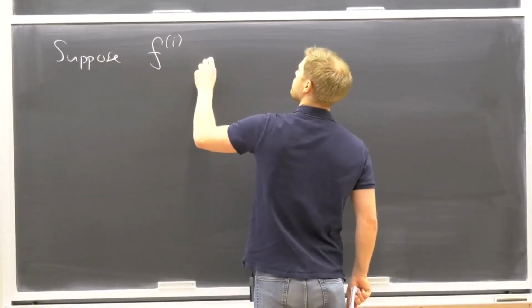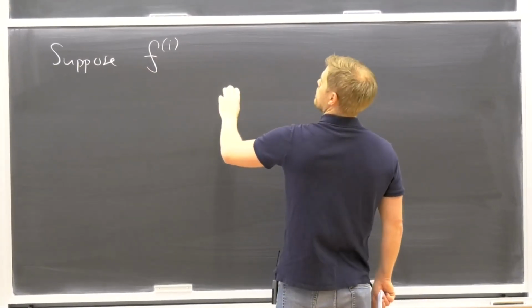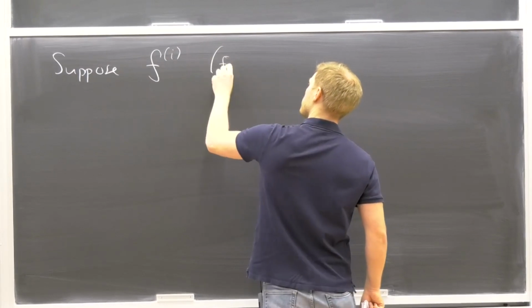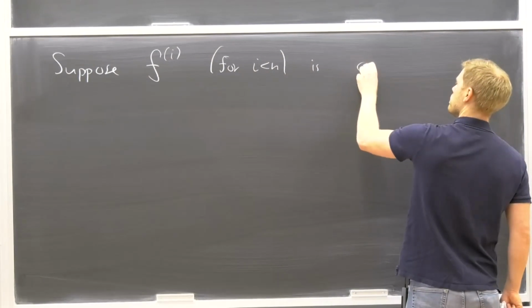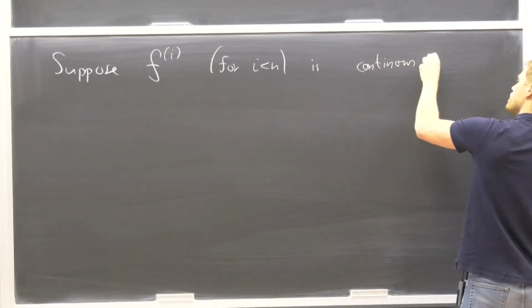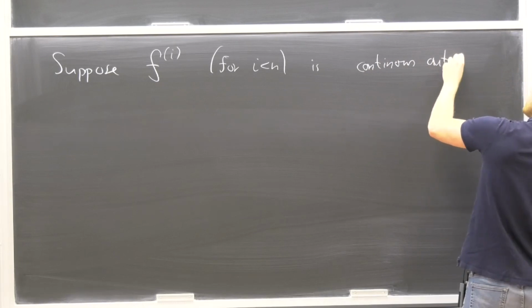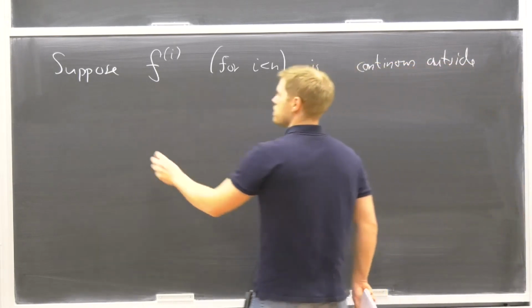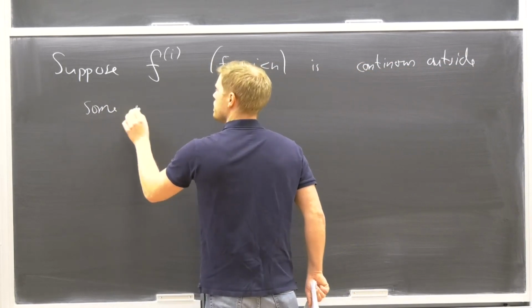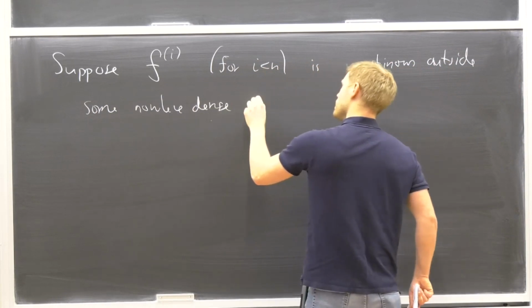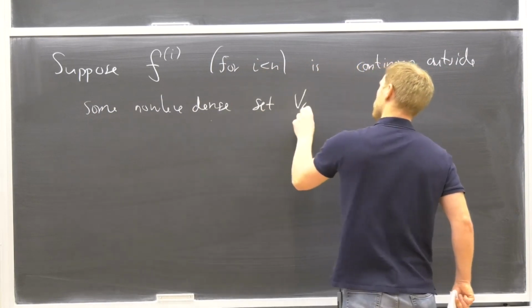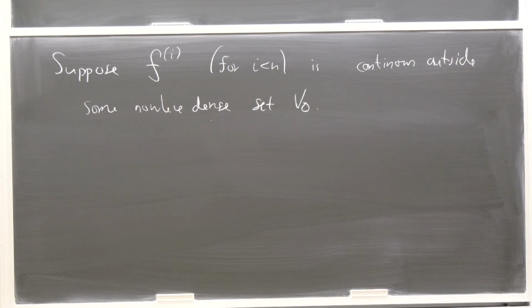the ith derivative for i smaller than n is continuous outside some fixed nowhere dense set. I should have written this the other way around. Suppose that there's a nowhere dense set V0, so that all these derivatives until n-1 are continuous outside this nowhere dense set.